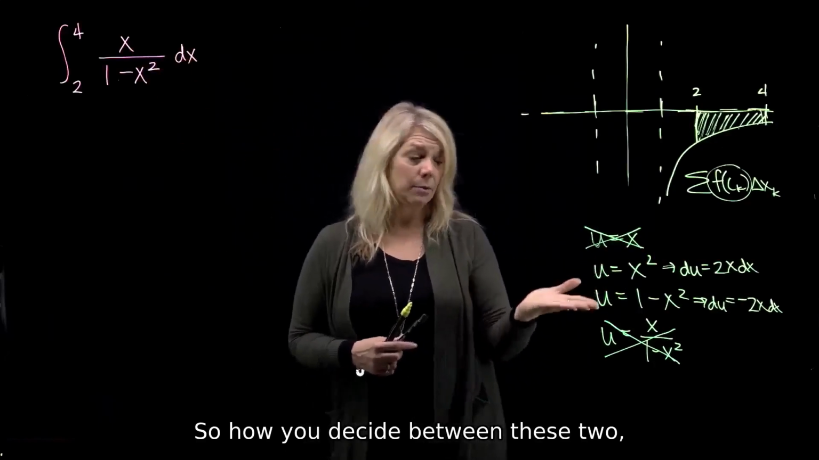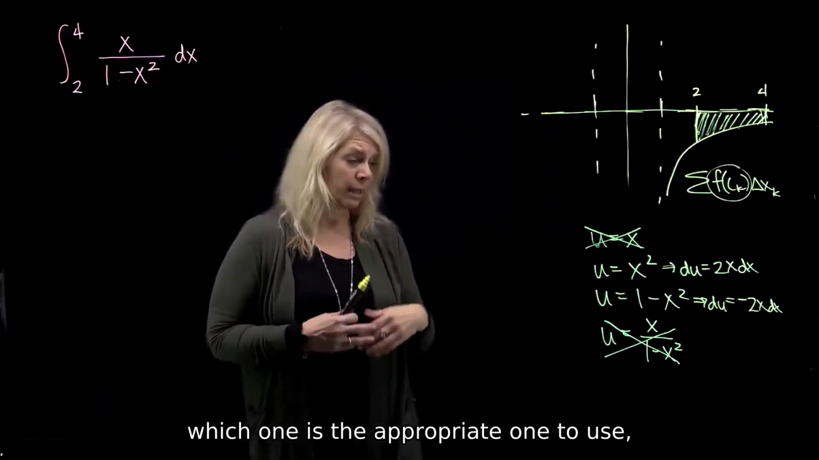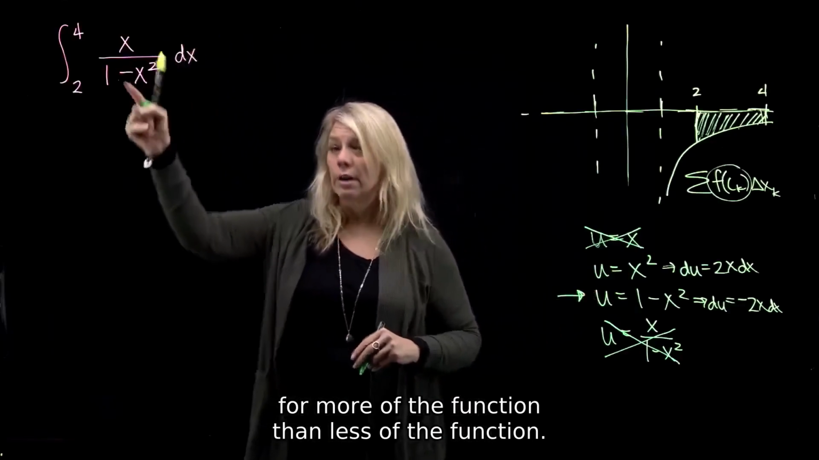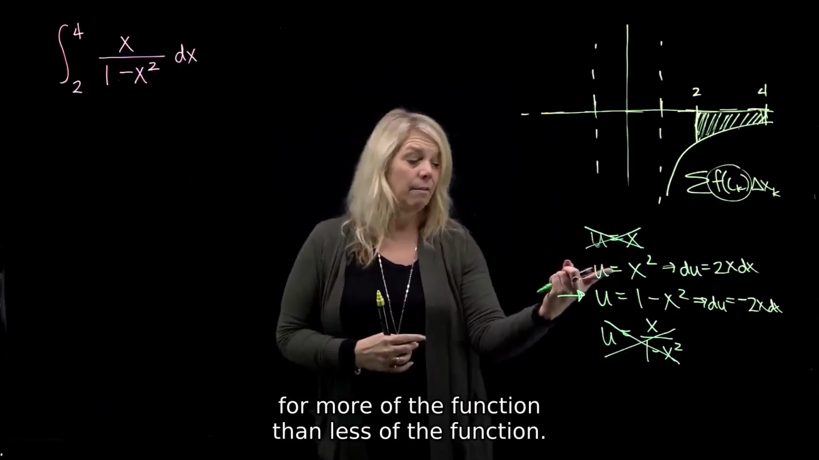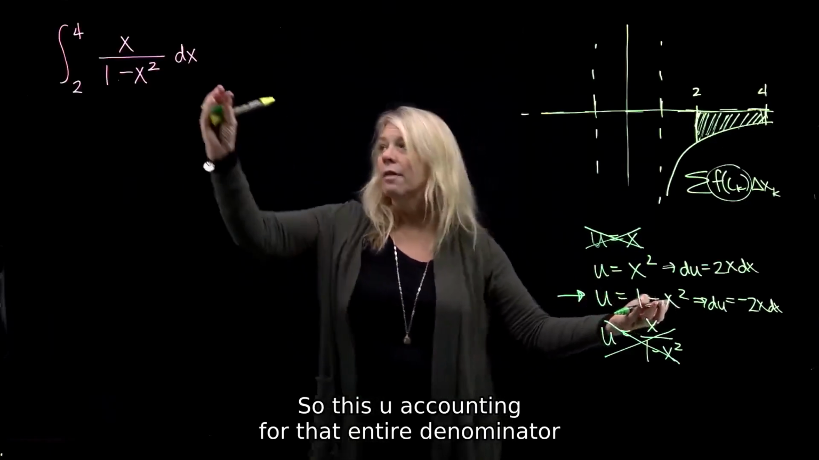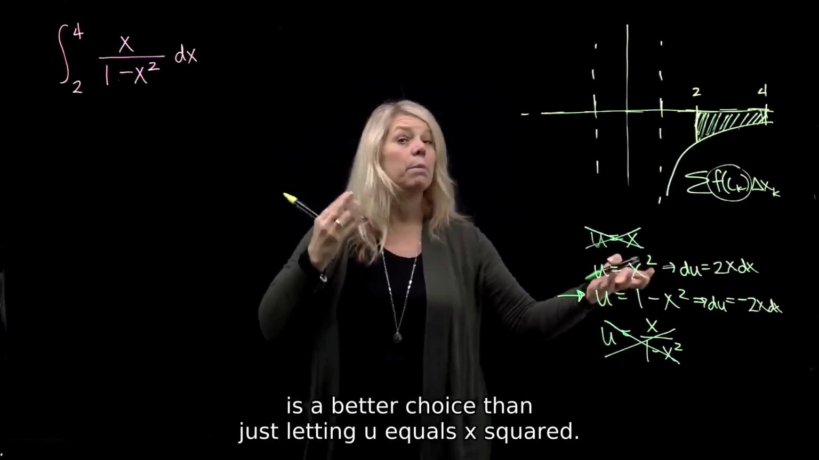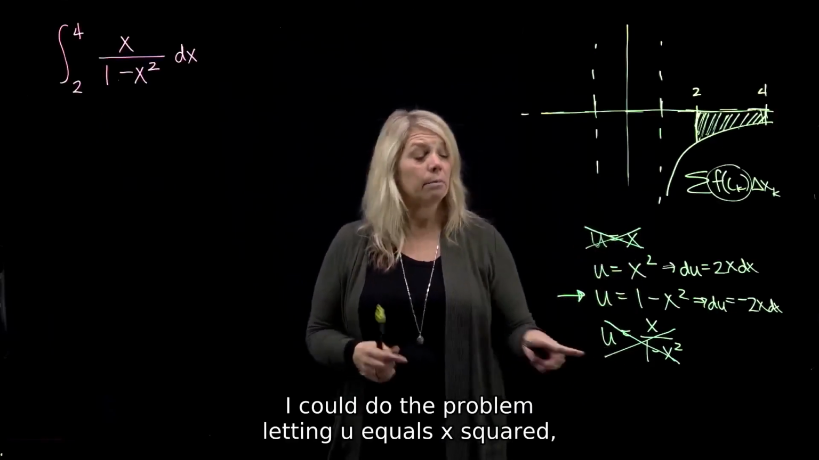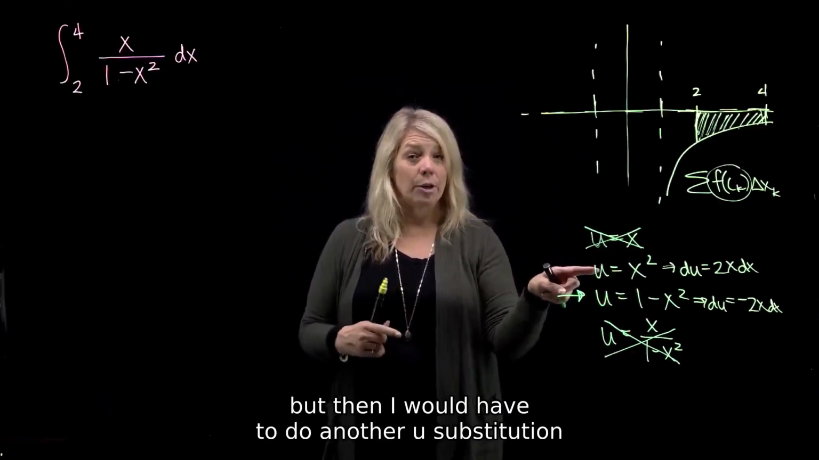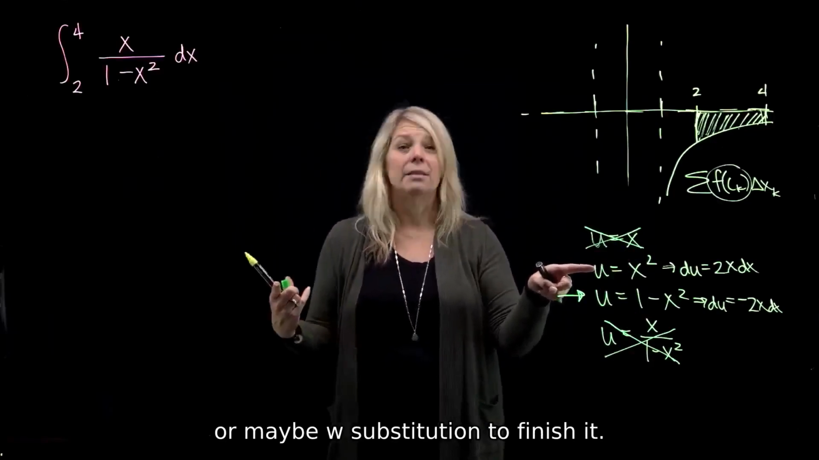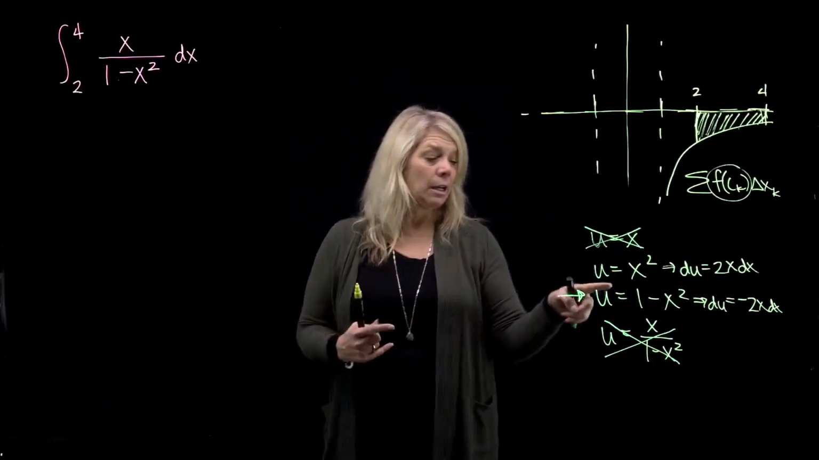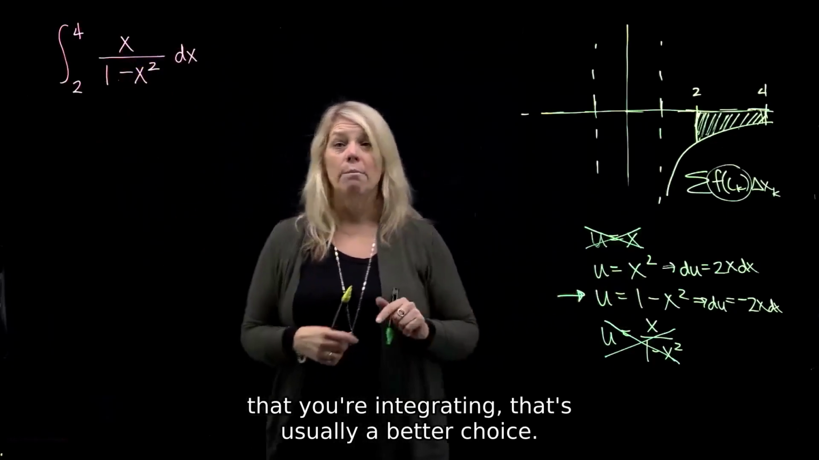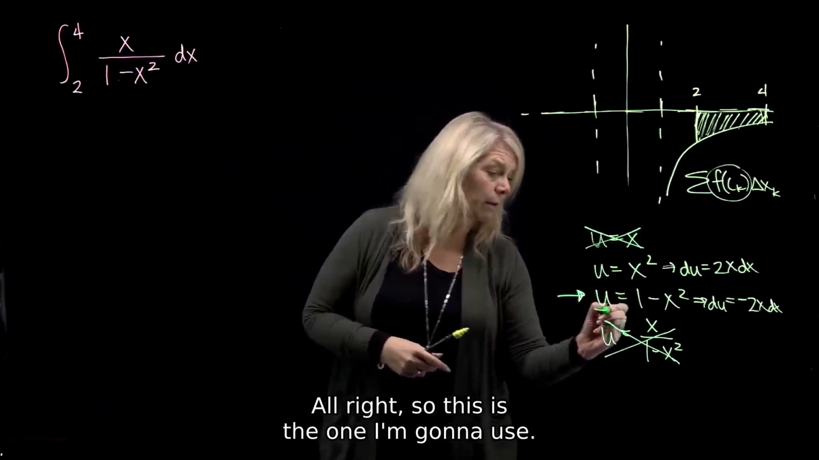To decide between these two, in general, you want to use the one that accounts for more of the function than less of the function. This u, accounting for that entire denominator, is a better choice than just letting u equal x squared. I could do the problem letting u equal x squared, but then I would have to do another u-substitution, or maybe a double u-substitution, to finish it. If you can let u account for more of the function you're integrating, that's usually a better choice. All right, so this is the one I'm going to use.